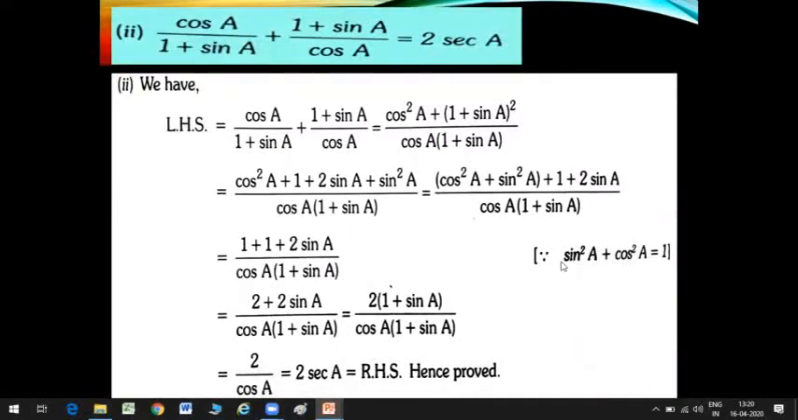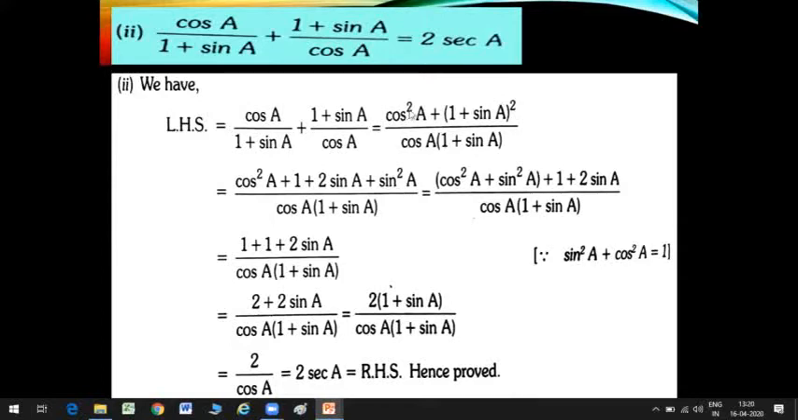Second part, prove that cos A by (1 plus sin A) plus (1 plus sin A) by cos A is equal to 2 secant A. Start from left hand side. Cos A by (1 plus sin A) plus (1 plus sin A) divided by cos A. Take LCM. So cos A into (1 plus sin A) is LCM. Then in the numerator it will be cos square A plus (1 plus sin A) whole square. This is after taking the LCM.